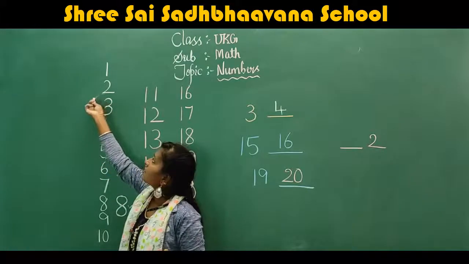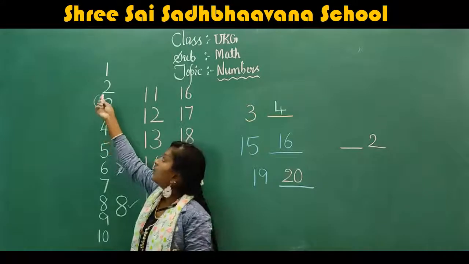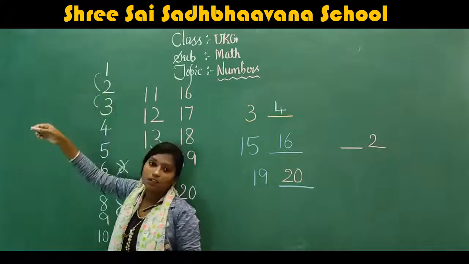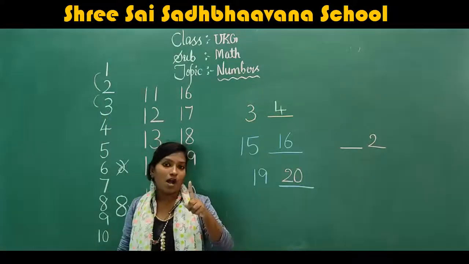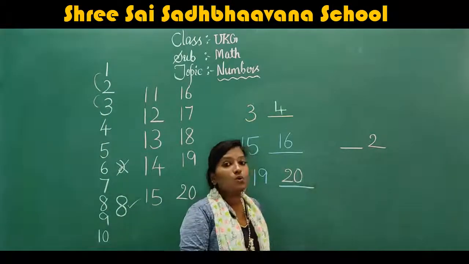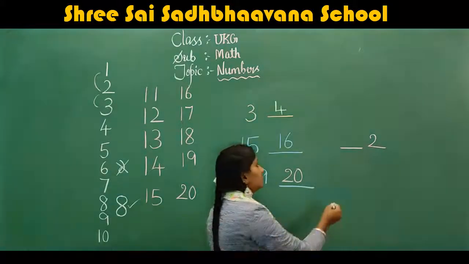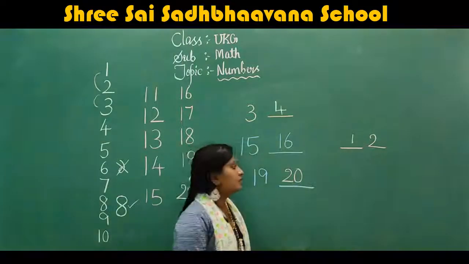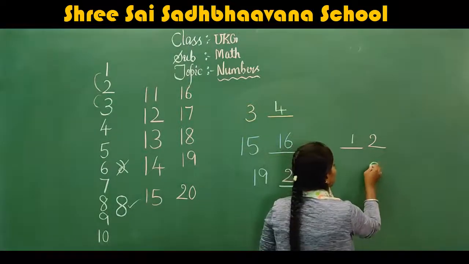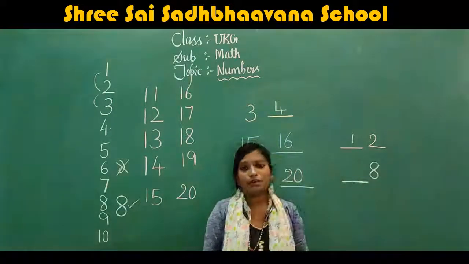This is after number. 3 comes after number 2, and I'm asking before number. Right, children? I want before number. Before number 2 is number 1. Which number do I have to write here? Yes, number 1.